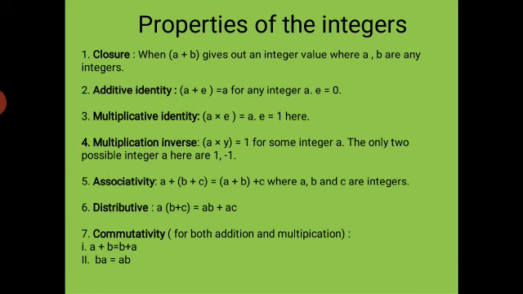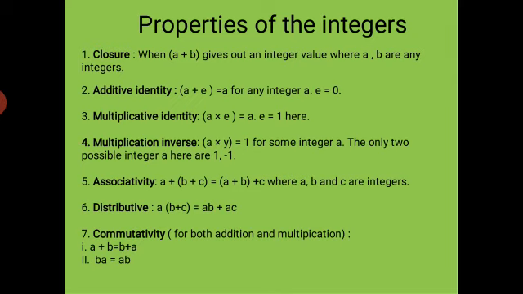Let's look at the properties of the integers. Every integer possesses these properties. Property number 1, closure. When you add any two integers and the result also gives you an integer, then we term that property as closure. So we say addition is closed in the integers, meaning that a plus b gives us an integer value, where a and b are any integers. So when you add any two integers and you get an integer back, that property is termed closure.